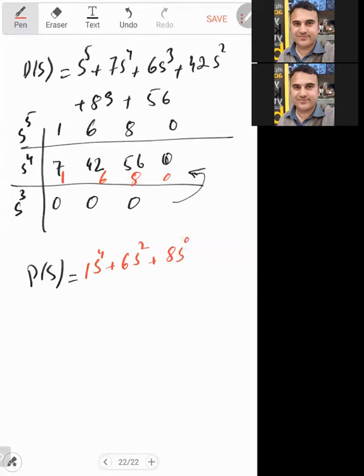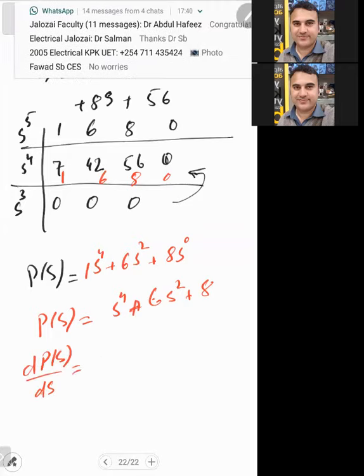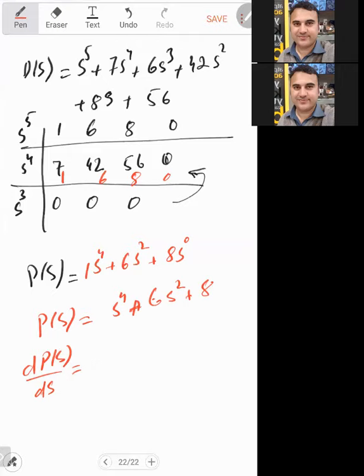So we stop over here, and now you can see that we have this P(s), which is equal to s^4 plus 6s^2 plus 8. So we got this polynomial. We are going to find the differential of this polynomial, dP over ds. So this will be equal to 4s^3 plus 12s plus 0. So we got the new polynomial, which is equal to 4s^3 plus 12s plus 0.